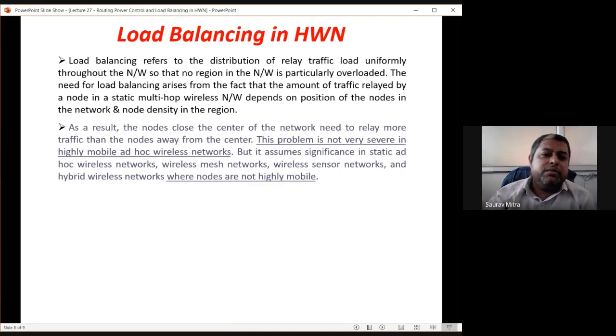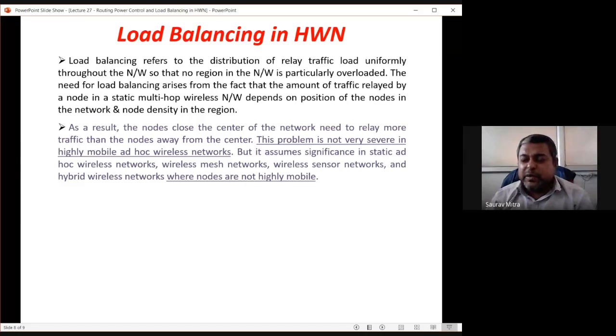So I told you that load balancing means sharing the overall data load or data traffic among all the paths that are available. If not done, then what happens? That is the problem here. So load balancing refers to the distribution of relay traffic or load uniformly throughout the network so that no region in the network is particularly overloaded. So only one path is overloaded, only one path is used repeatedly. That should not happen. The need for load balancing arises from the fact that the amount of traffic relayed by a node in a static multi-hop wireless network depends on the position of the nodes in the network and node density in the region.